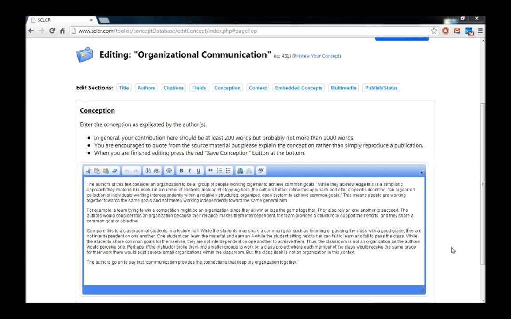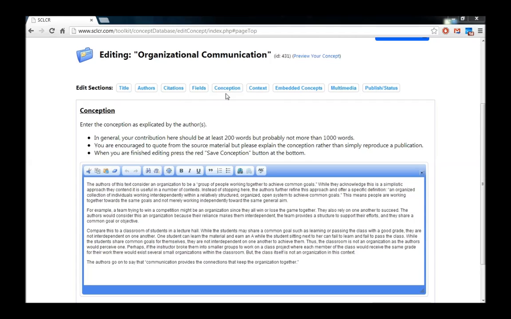Now that you've started to create an entry for the concept database, it's time to examine some of the other fields that are necessary in order to complete your submission. We've already looked at the title and the year of your concept. We've already looked at the author or authors that are responsible for coming up with your conception. We've already entered a citation or citations for works where we can see these conceptions in action.